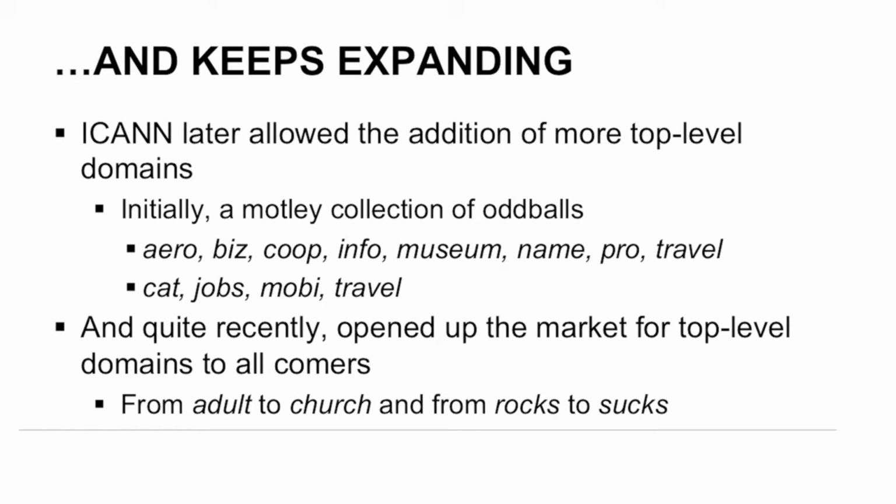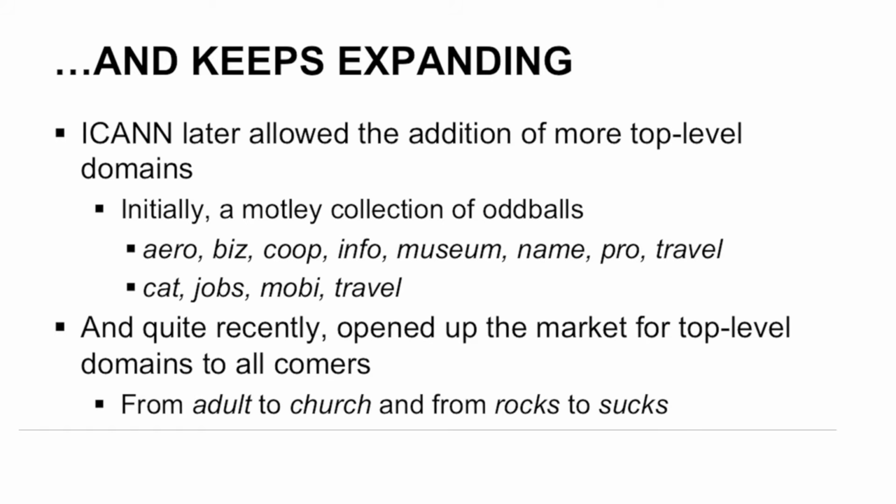ICANN later allowed the addition of more top-level domains. Initially, these were a rather motley collection of oddball domains like Arrow, Biz, Co-op, not Coop, Info, Museum, Name, Pro, and Travel, later supplemented by Cat, Jobs, Mobi, and Tel. Cat, somewhat surprisingly, does not host cat videos, but rather serves the Catalan community. The website of beautiful Gaudi Basilica La Sagrada Familia, for example, lives under Cat.